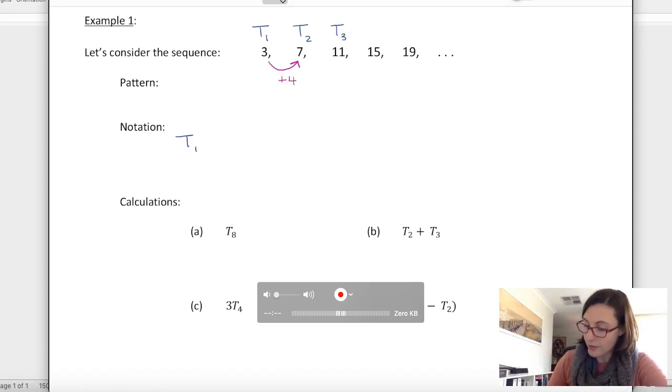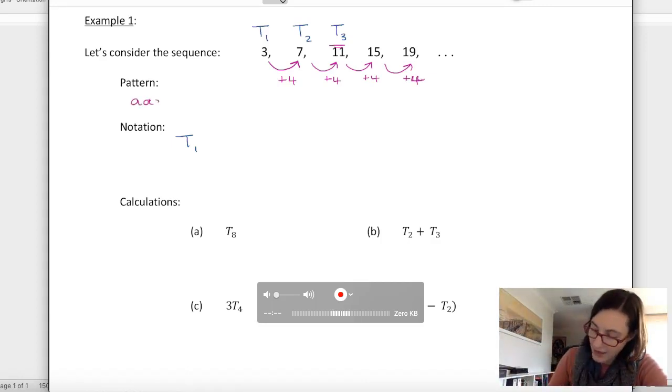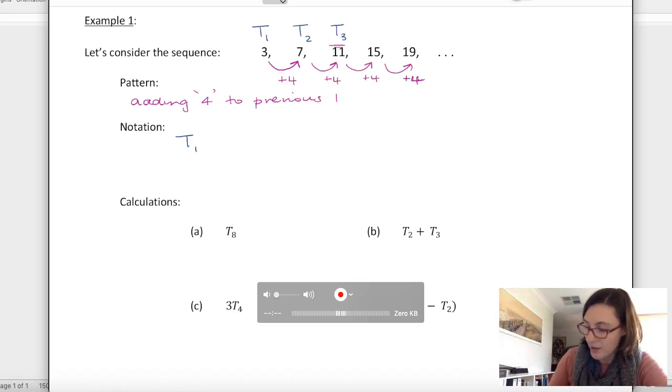So as I'm going from term 1 to term 2, I seem to be adding 4. To get term 3, I need to add 4 to the previous term. To get to term 4, I must add 4 to the previous term. And to get to term 5, I'm adding 4 to the previous term. So my pattern here is adding 4 to the previous term. We're going to think about it as how do we continue this sequence using that previous term.